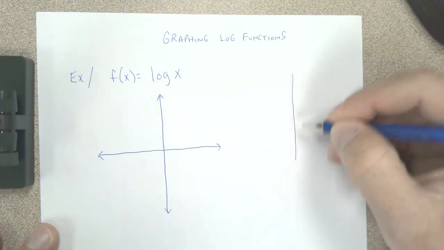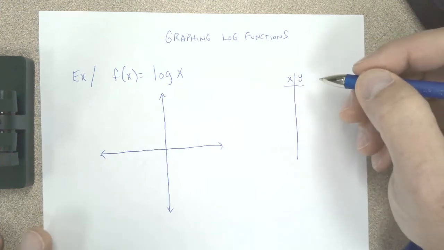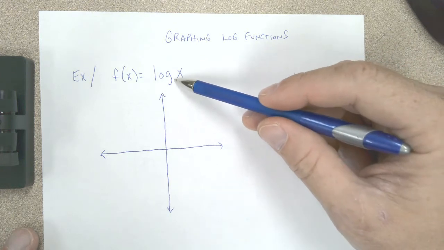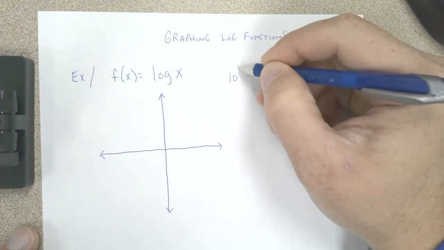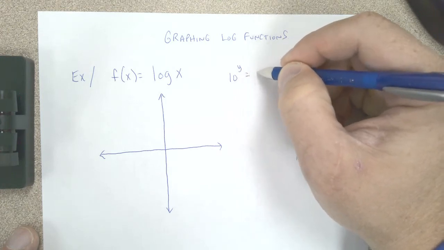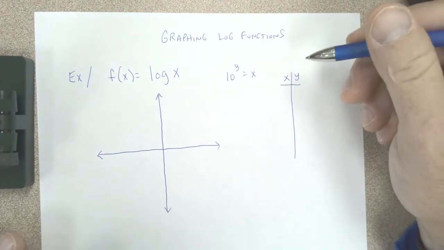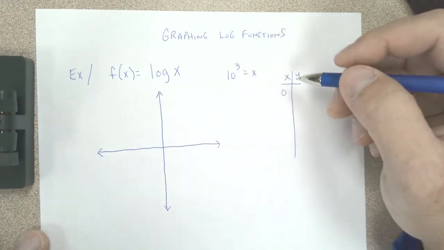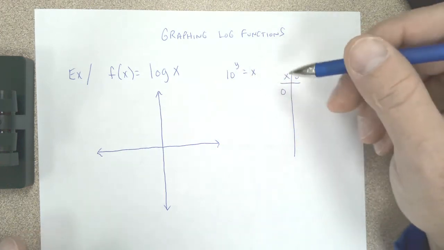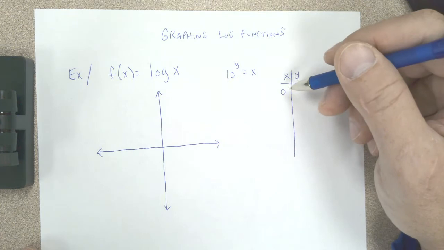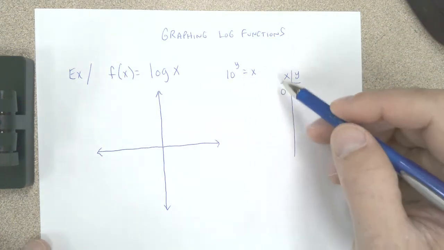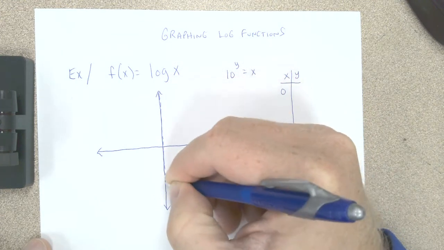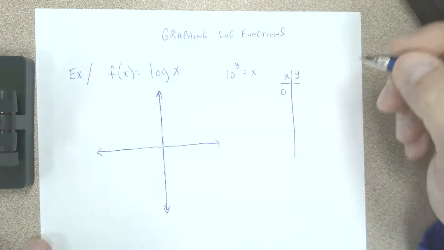Again, if we make a little t-chart here for this, and remember, if it helps you to think about it in terms of exponential form, we could think of this as 10 to the y, or 10 to the f of x is equal to x. So if you plug in values, if I put in 0 for x, to get 0, that's not going to happen. So what we learn here is there's no way for us to get 0 for x from that. So that is actually where our vertical asymptote is going to be here.